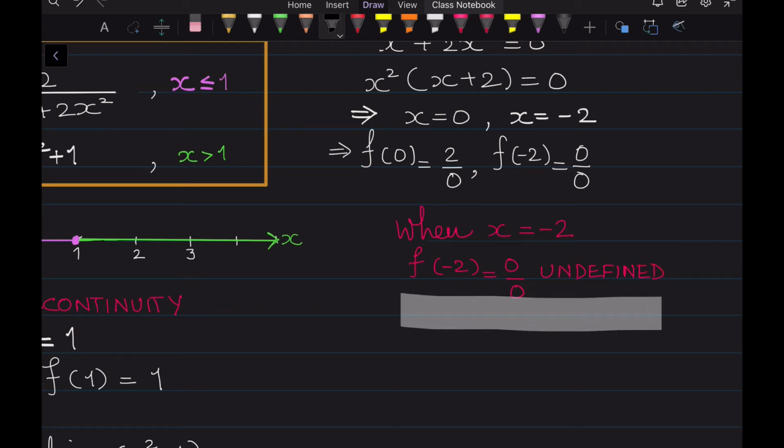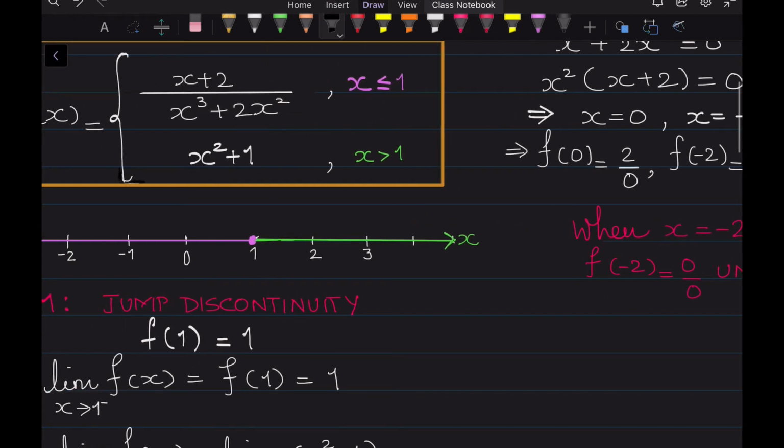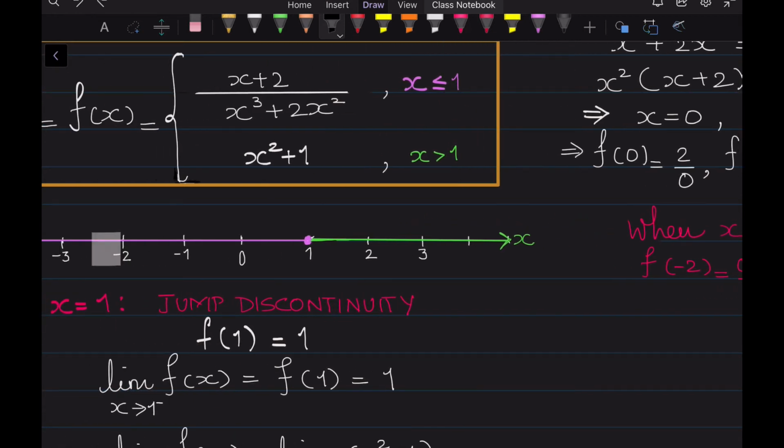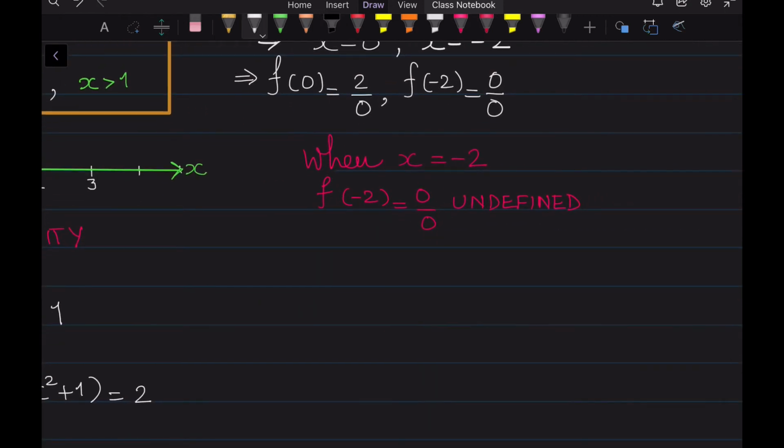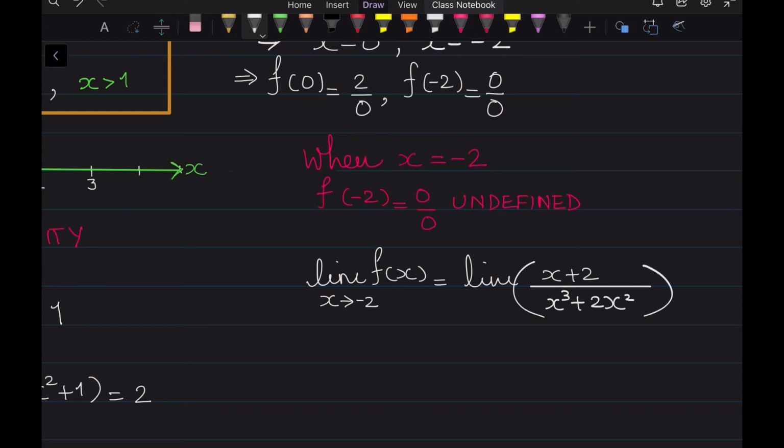But this alone will not tell us the type of discontinuity this function has at x is equal to negative 2. What we have to do is check the limit of this function as x approaches negative 2. So for that, I'm going to take the limit of this function as x approaches negative 2. This can be written as the limit of x plus 2 over x cubed plus 2x squared as x approaches negative 2.